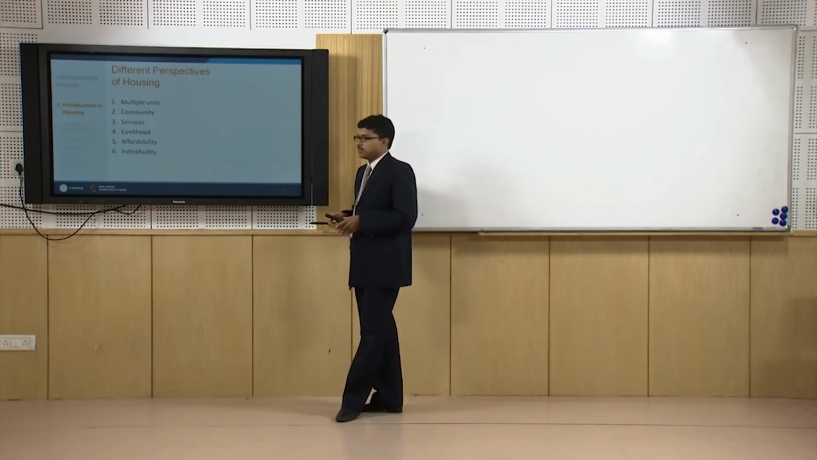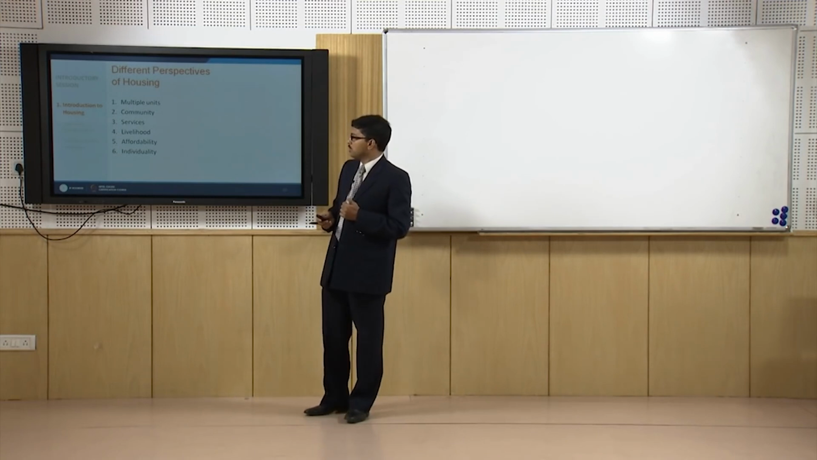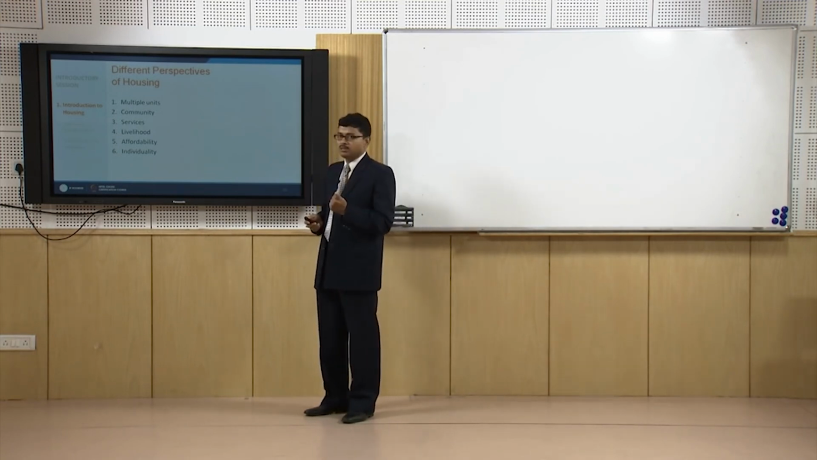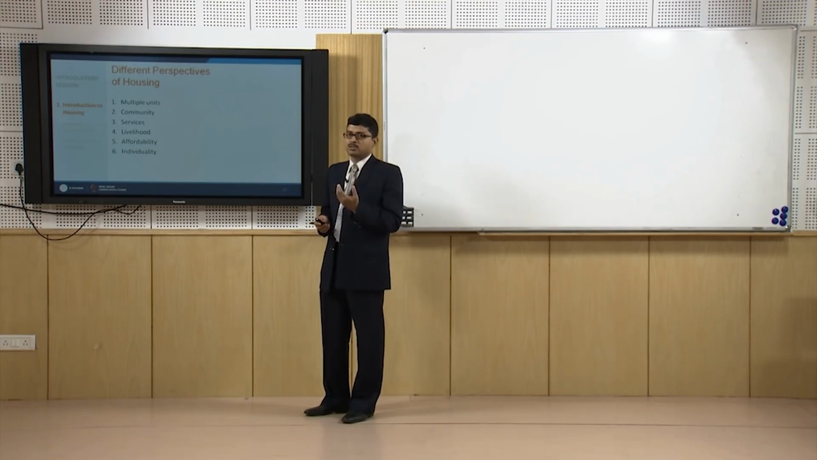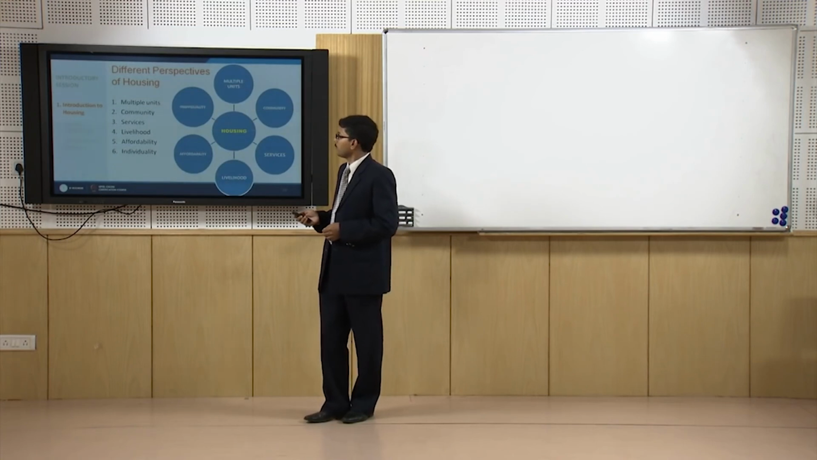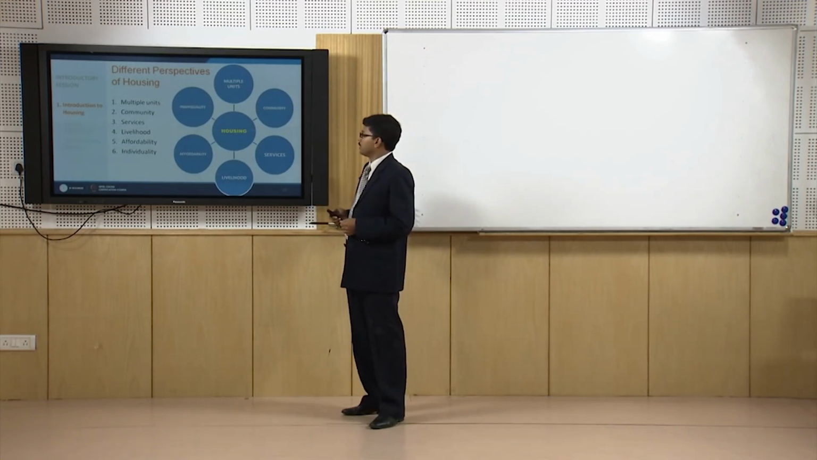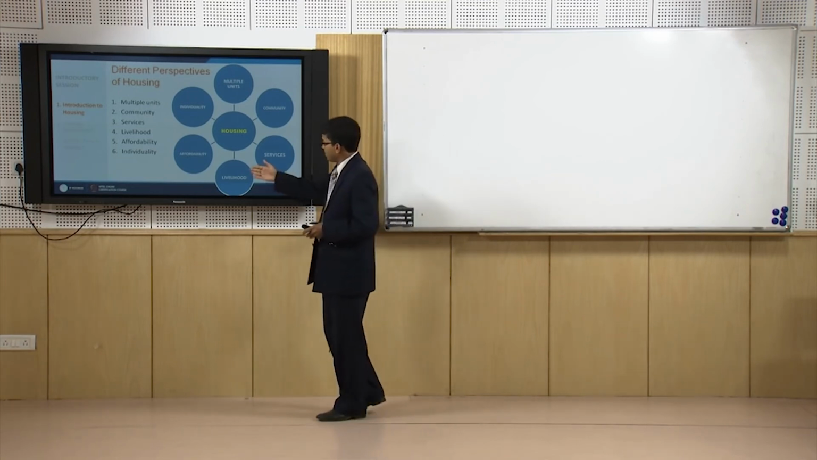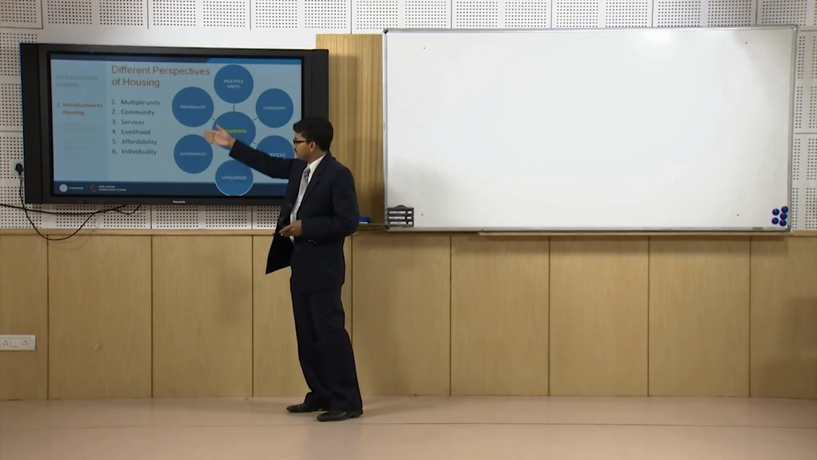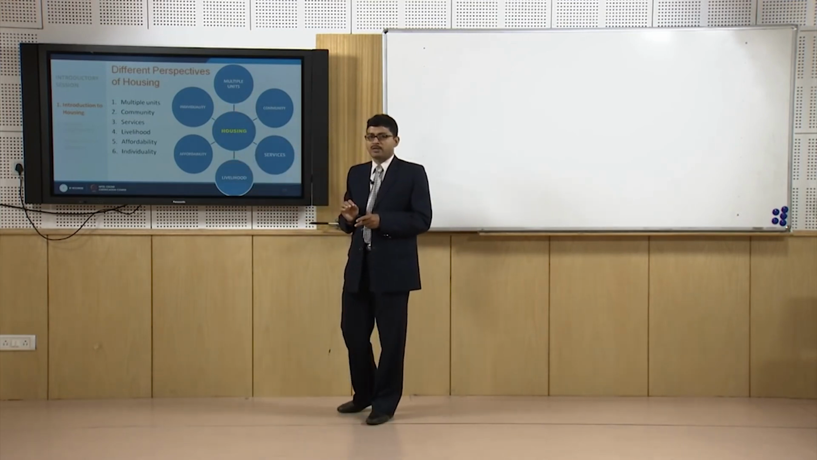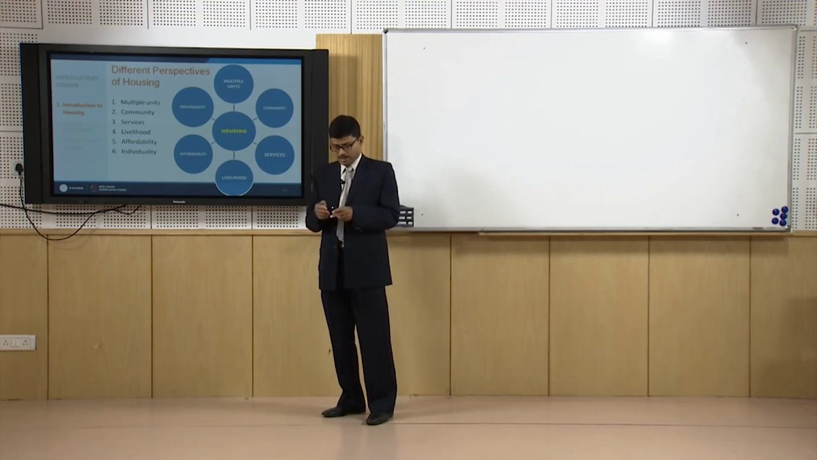So, in short, these 6 parameters, the multiple units, community, services, livelihood, affordability and individuality, are the various dimensions of the housing which we will take forward for the further discussion. So, let us see through the diagrammatic representation these 6 dimensions, and these 6 dimensions are also interlinked between every dimension. So, this is very important. I request you that please keep this in your mind because this will be utilized throughout our lecture series.